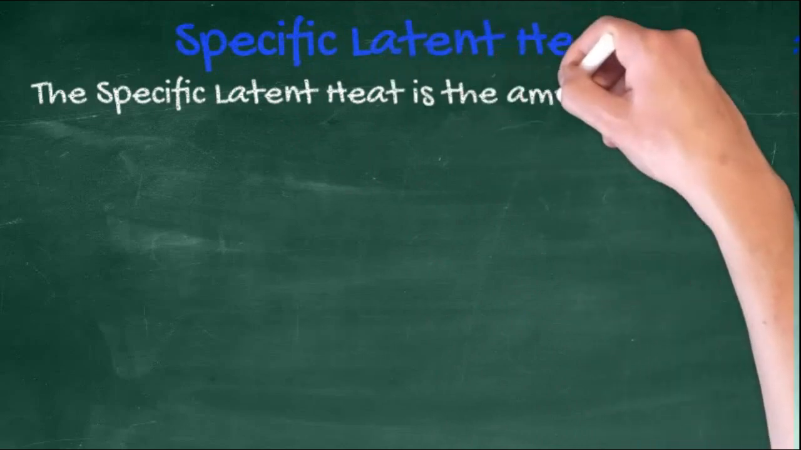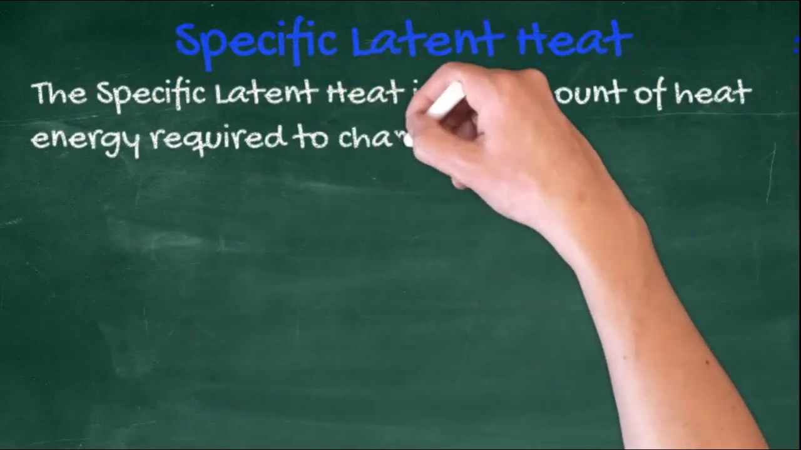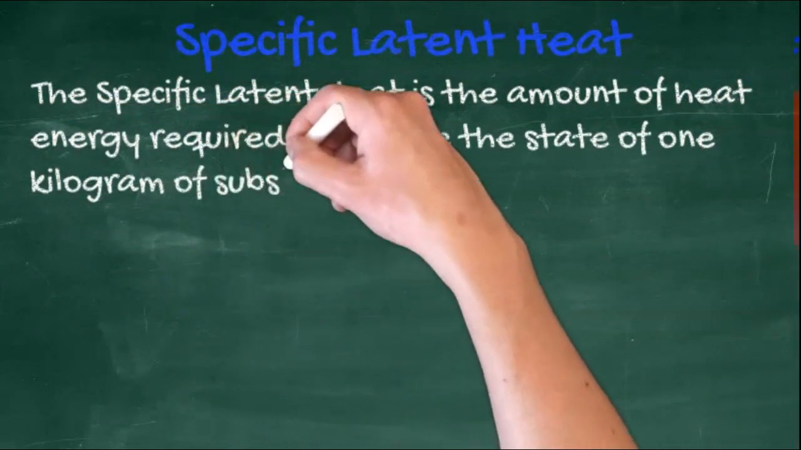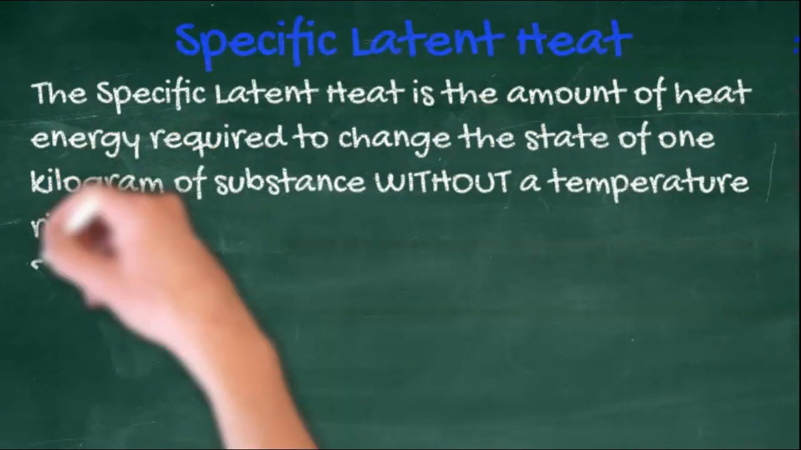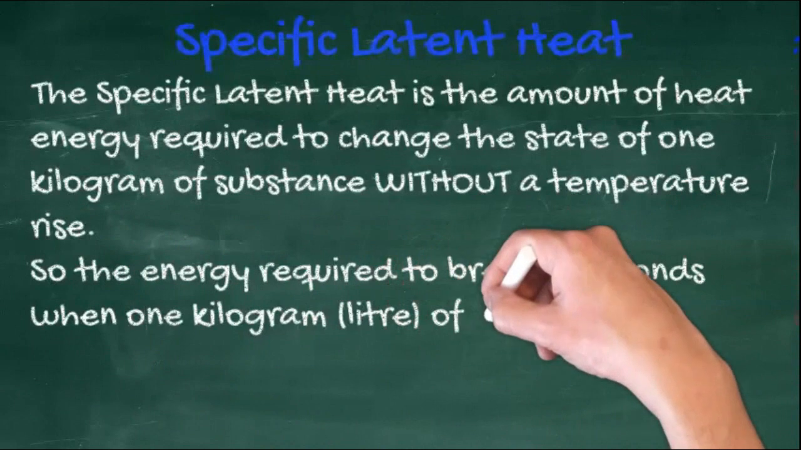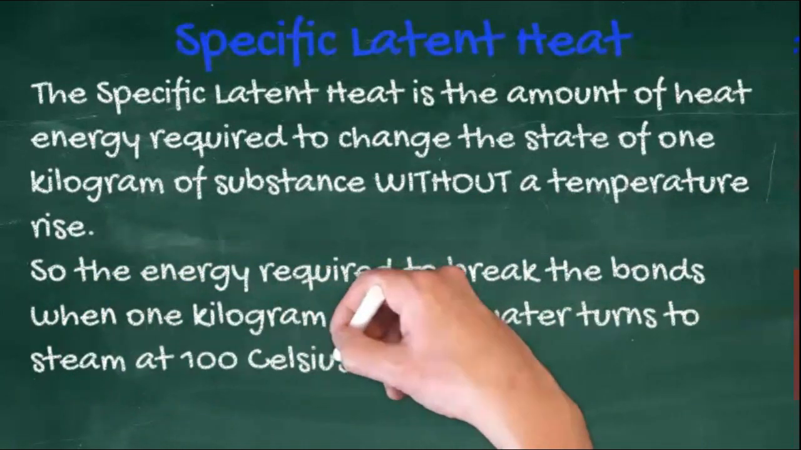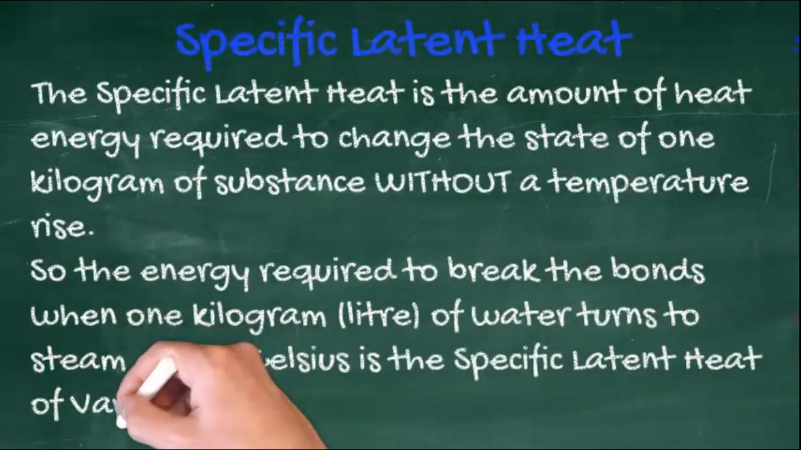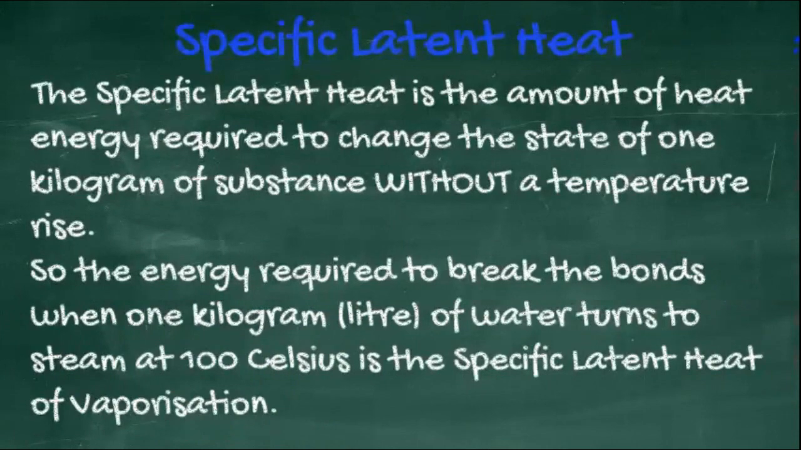The specific latent heat is the amount of heat energy required to change the state of 1 kilogram of substance without a temperature rise. So the energy required to break the bonds when 1 kilogram of water turns into steam, for example.